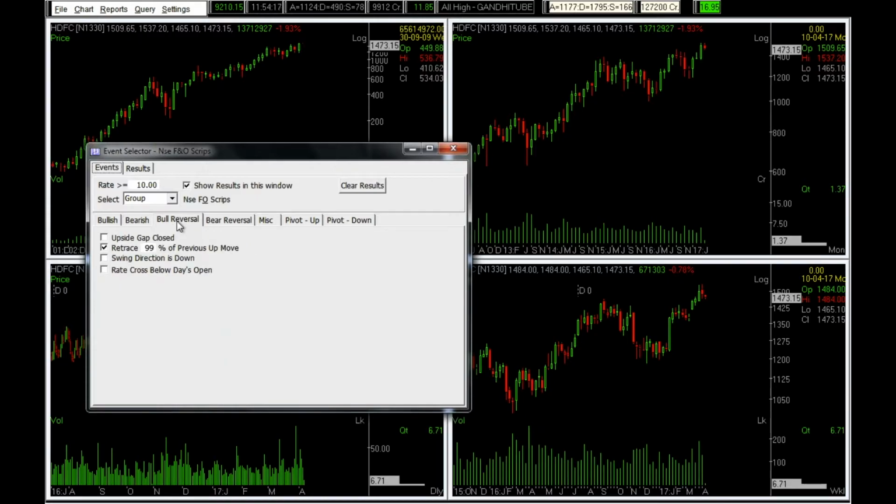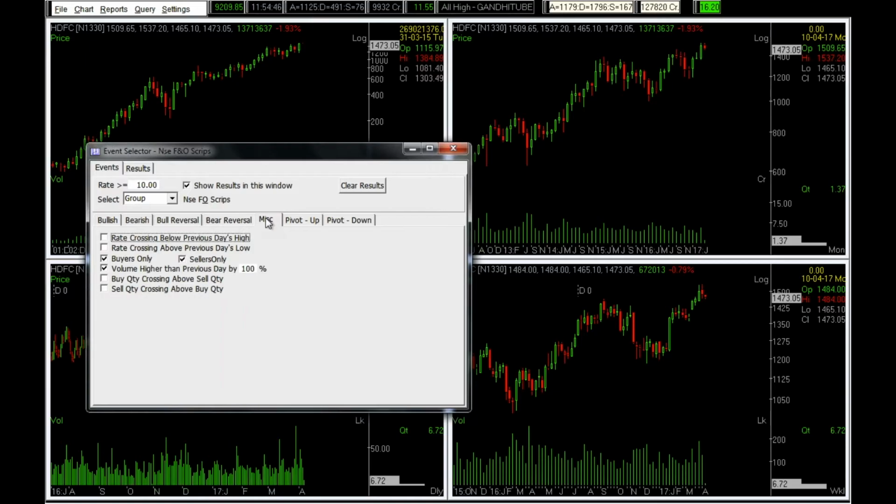The bull reversals mean it was going up, now it is reversing on the downside. Amongst these four, I've kept retrace. I've changed this percentage to 99% of the previous up move. Now, this previous up move is calculated by the software itself. Whenever this pops up in my event selector, I know that this stock had gone up and is now reversing down. In the same way, bear reversal, 99% of the previous down move.